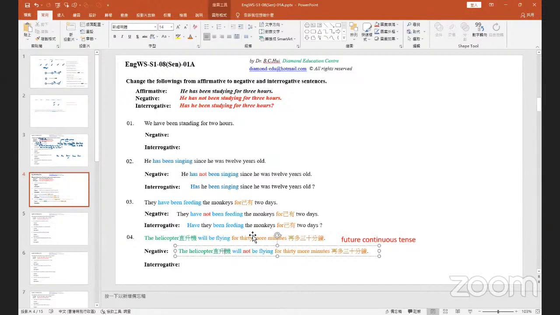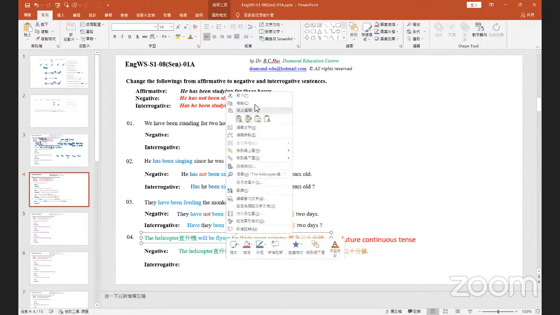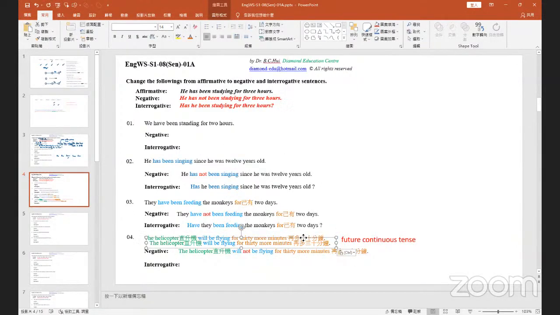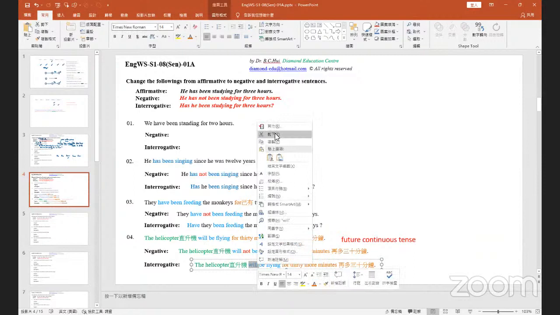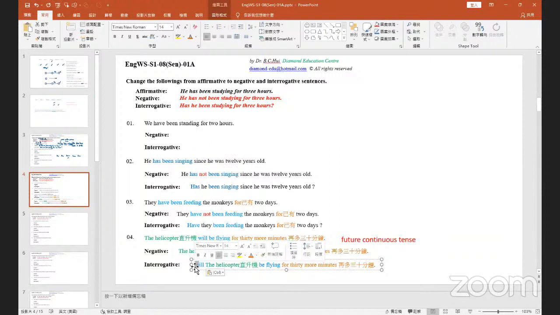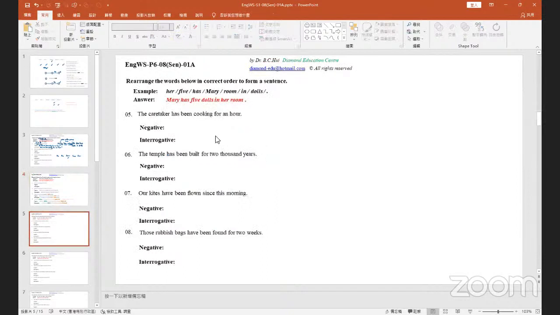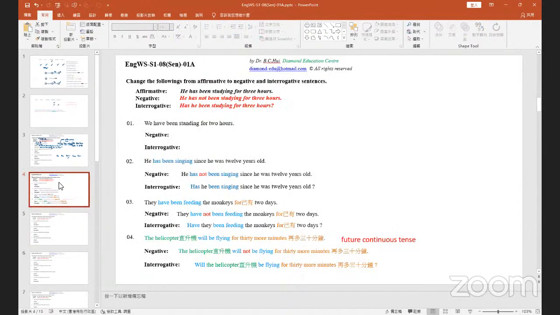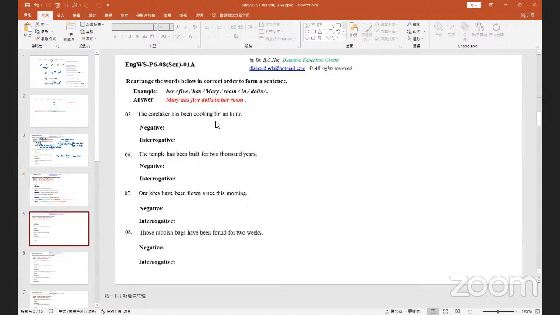And how to change it into a question? Again, you move the first part of the verb to the beginning of the sentence. Will the helicopter be flying for 30 more minutes? And then you put a question mark. Understand? Right, how about this? Next.